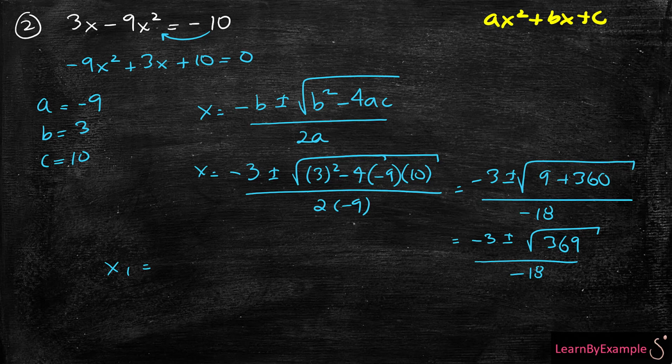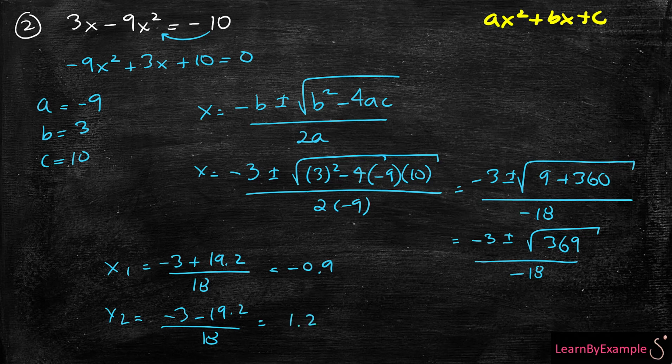So basically, you're going to have x1 is equal to minus 3 plus the root of 369 is 19.2, so plus 19.2 over 18, which is equal to negative 0.9, and the x2 is equal to minus 3 minus 19.2 over 18, which is 1.23. And those are both of your possible answers. All right, we'll do one more example.